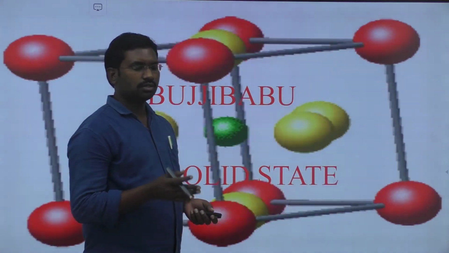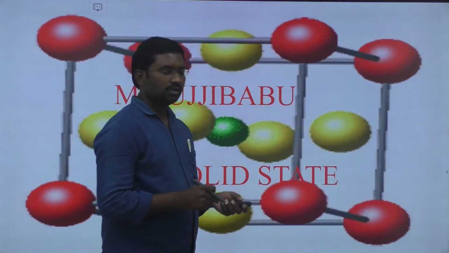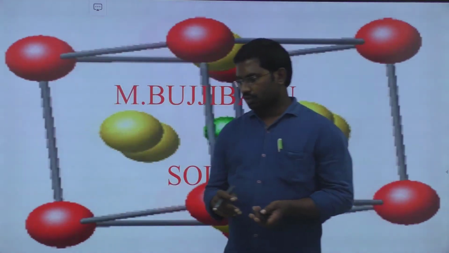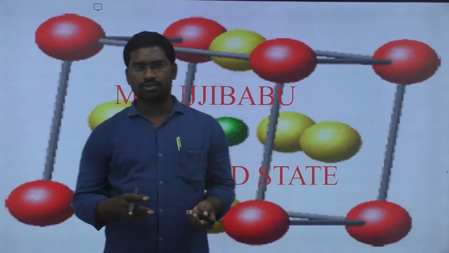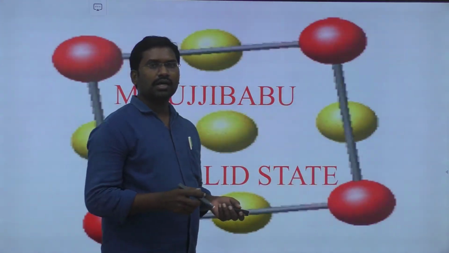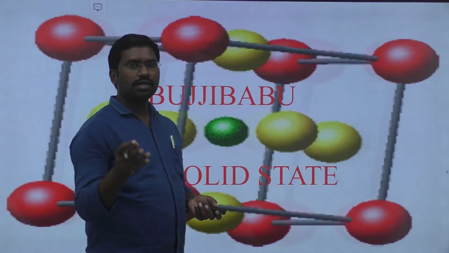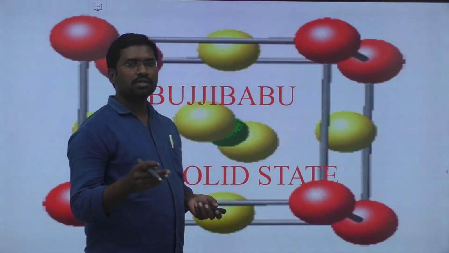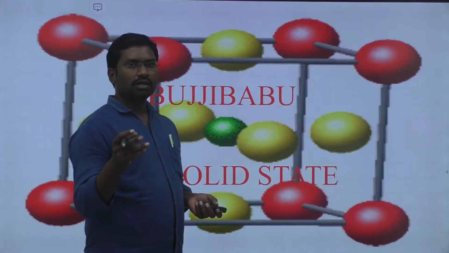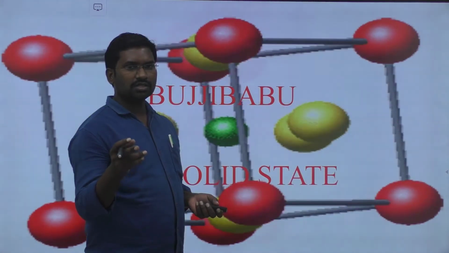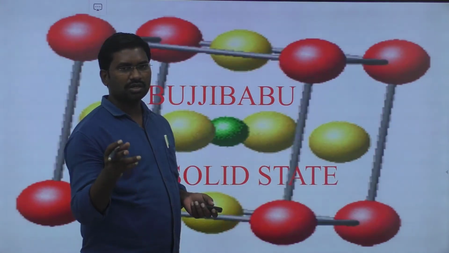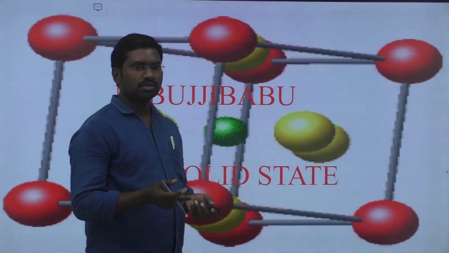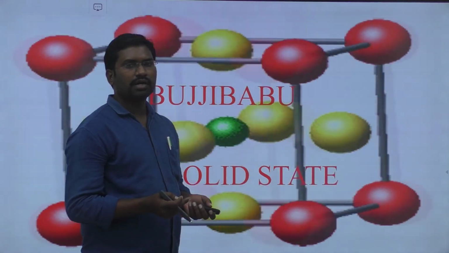solid state. Students, especially in the solid state chapter, the main questions are asked from the concepts of the parameters of the unit cells. You know that every unit cell is characterized by 6 parameters: a, b, c, alpha, beta, gamma. So basing on these 6 parameters, there are 7 types of crystal systems. Definitely one question will be asked from this type of pattern.